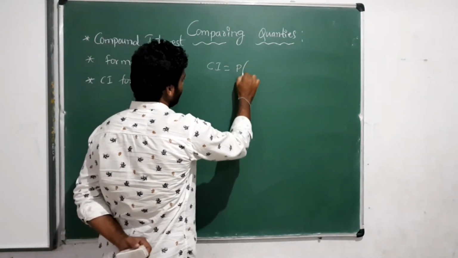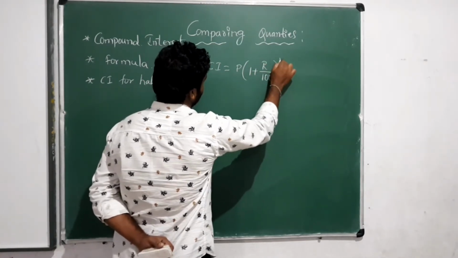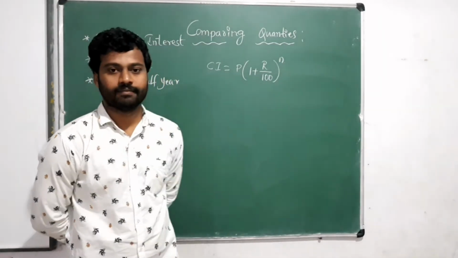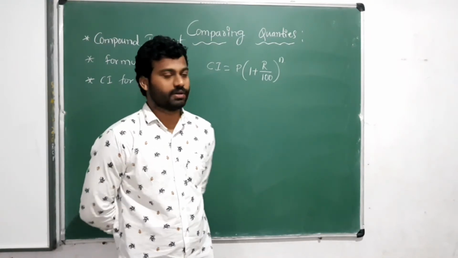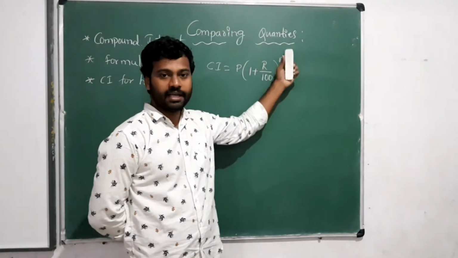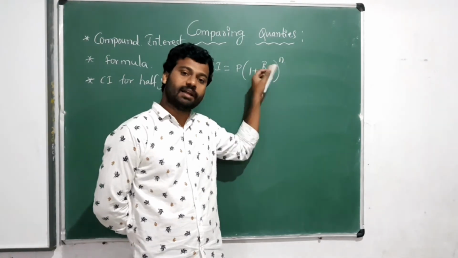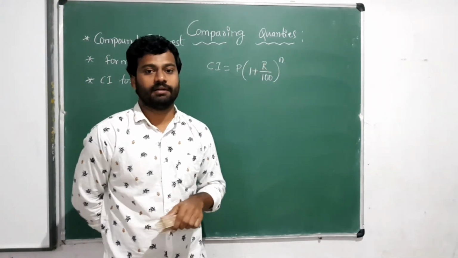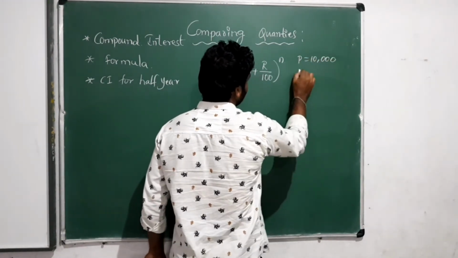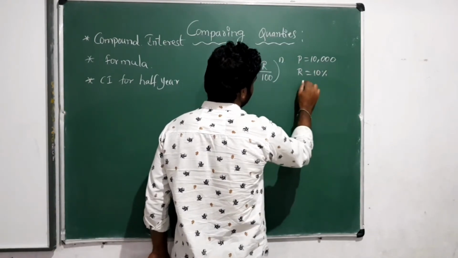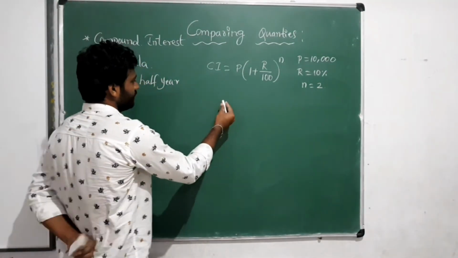P into 1 plus R by 100, whole to the power of n. Is it clear? This is the compound interest formula. Here P is the principal, R is the rate, n is the number of years. Clear or not? I will take the previous example and substitute, to see whether we get the same answer or a different answer. What is the principal? 10,000. What is the rate? 10%. Number of years is what? 2. Correct or not?